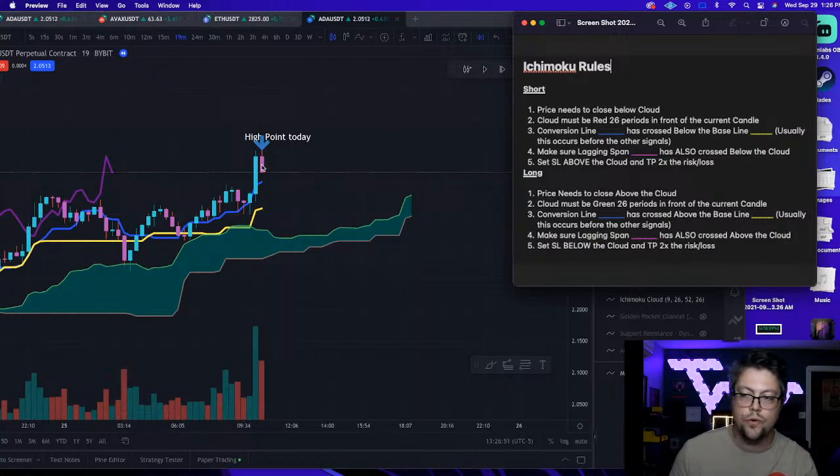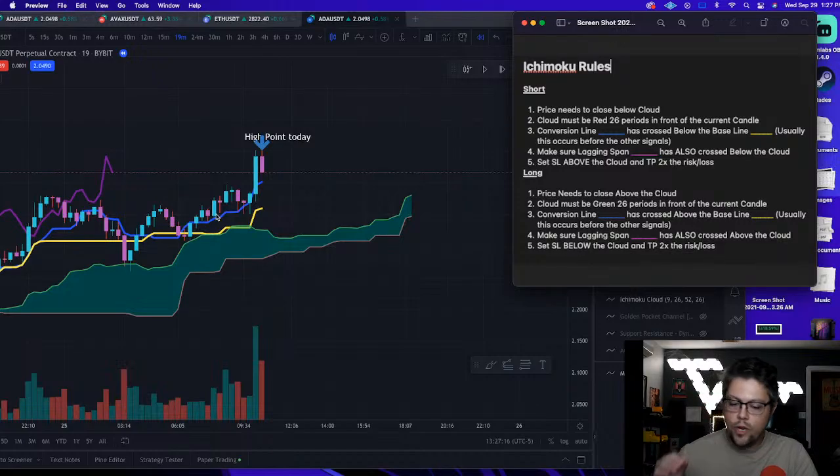So that's this candle. And you don't have to count 26 periods, luckily, because it's set to be 26 periods ahead. So right now, it's green in front. The candles are up, so we don't have any signs that we would even mess with this. Number three, the conversion line is the blue line. So that's called the conversion line.